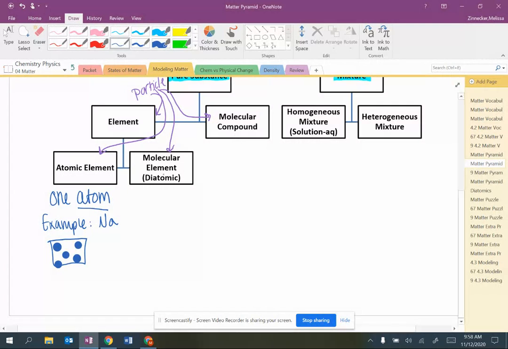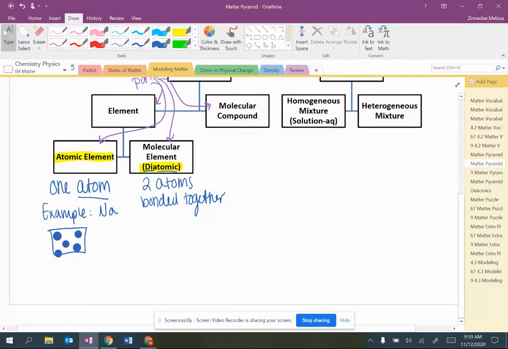If we were to have a particle that is classified as a diatomic element, so we've got atomic element, and we have a diatomic element, we can break down this word. The prefix of di means two, and atomic means atoms. So we have two atoms bonded together. And there's only 7 elements that actually fall into this category, right? The 7 diatomic elements, I'll kind of draw a little section down here.